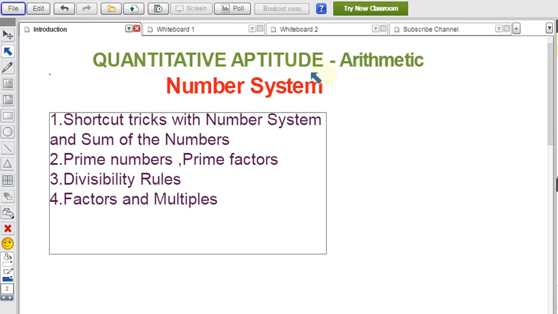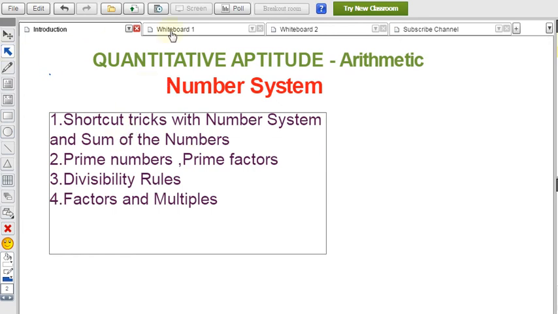In quantitative aptitude, we'll see in this session about number system. I'll explain in this 1 hour video the complete information about some shortcut tricks with the number system and some of the numbers. We'll see the prime numbers and prime factors. Again, some divisibility rules. Along with that, you'll see the factors and multiples of numbers. So let me explain the topic wise one by one. Everything is completely short tricks instead of doing the long process.